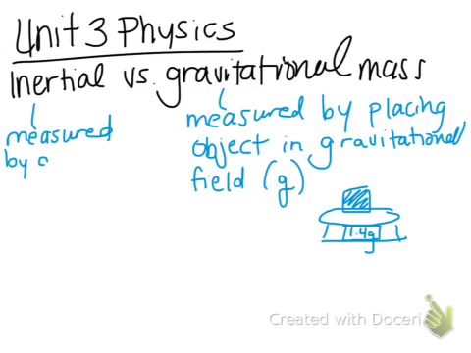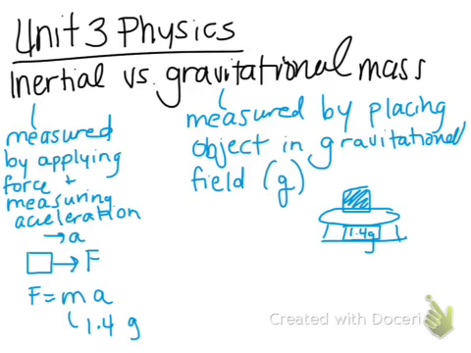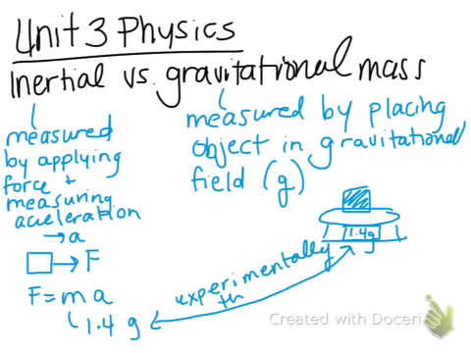Inertial mass is measured by applying some force and measuring the acceleration and then using Newton's second law, which is force equals mass times acceleration. So let's say I had that same block, I apply some force, I measure some acceleration, and what I end up with is I find the same answer for the same object. And that's because experimentally, these two masses have been proven to be the same. So no matter if you measure the inertial or gravitational mass, you will end up with the same value. It's just a concept of how we find the mass that is different.